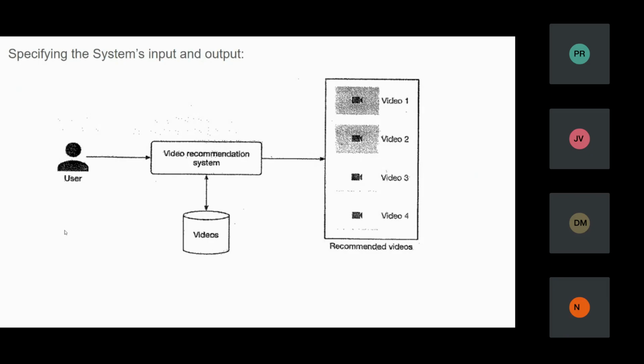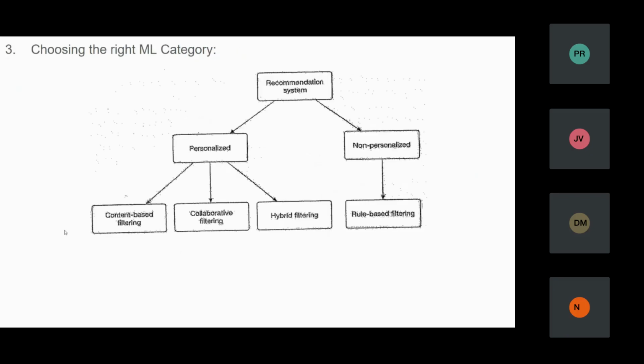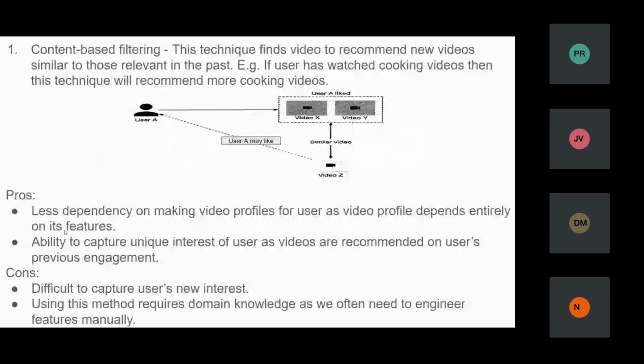This is specifying the input and output of the system. The input is a user, or we can say the user's profile, and depending on the user profile, the model has to load recommended videos for the user. Choosing the right ML category: in recommendation systems we have personalized and non-personalized ways. Non-personalized is simply a rule set by the admin, where only specific information is displayed to the user, and not all of it. In personalized, we have content-based filtering, collaborative filtering, and hybrid filtering, which we'll discuss in detail further, as our use case is based on a personalized recommendation system.